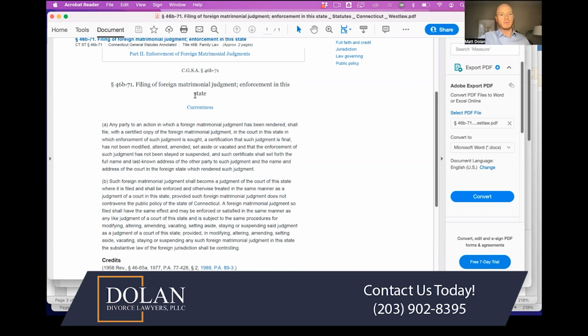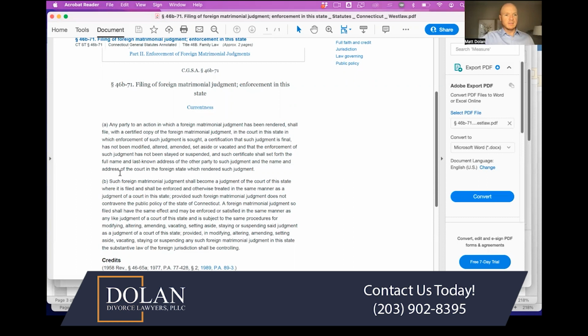The filing of a foreign matrimonial judgment or divorce judgment is dictated by 46b-71, and it states that any party to an action in which a foreign matrimonial judgment has been rendered shall file with a certified copy of the foreign matrimonial judgment in the court in this state in which enforcement of such judgment is sought, a certification that such judgment is final, has not been modified, altered, amended, set aside, or vacated, and that the enforcement of such judgment has not been stayed or suspended, and such certificate shall set forth the full name and last known address of the other party to such judgment, and the name and address of the court in the foreign state which rendered such judgment.